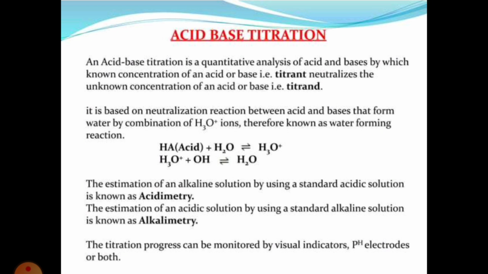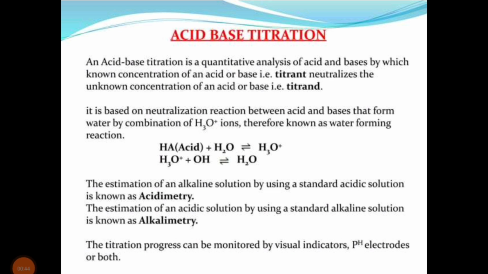In today's class, I will discuss acid-base titration. Acid-base titration is a quantitative analysis of acids and bases, by which a known concentration of an acid or base, that is the titrant, neutralizes an unknown concentration of an acid or base, that is the titrand. It is based on the neutralization reaction between acid and base that forms water by combination of hydronium ions, therefore it is known as the water forming reaction.